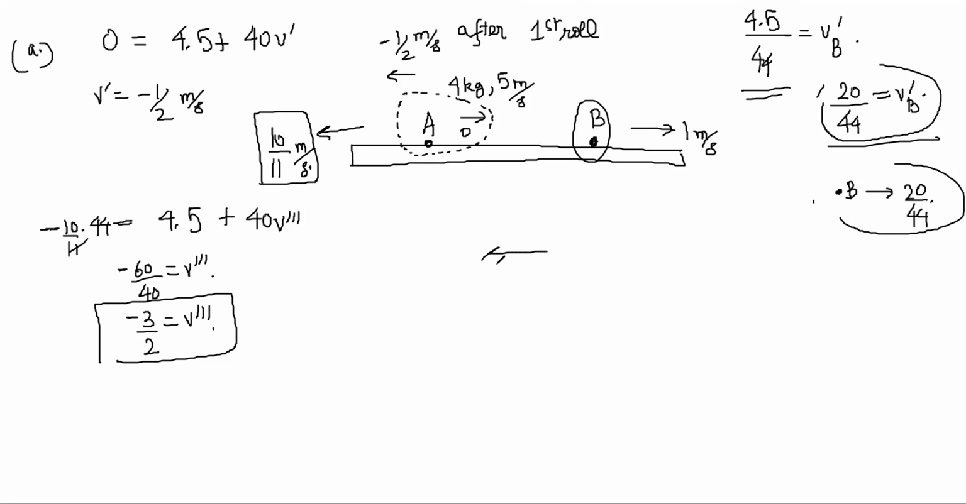Then later the ball is coming back and he is going at 3 by 2. The ball is coming at 5. So then the final velocity will be 3 by 2 into 40 plus 4 into 5 is equal to 44 into V.